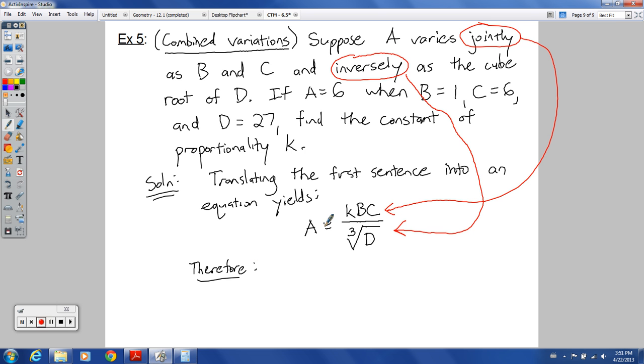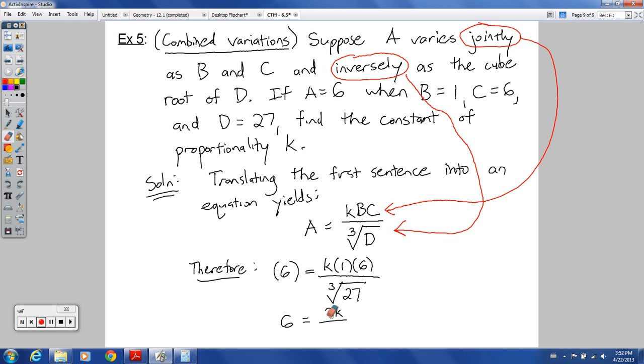So this then is going to become, or we could say therefore, let's plug in the values that we are given and find what k is from there. So we are given that A is 6. We are given that k is, we don't know. B, we know is 1 though, and C, we know is 6. And D, we know when all these values are like they are, that D is supposed to be 27. And so this then is going to become, let's continue the equation down here. This will be 6 equals, this will be 6k on the top. And then on the bottom, what number times itself 3 times equals 27?